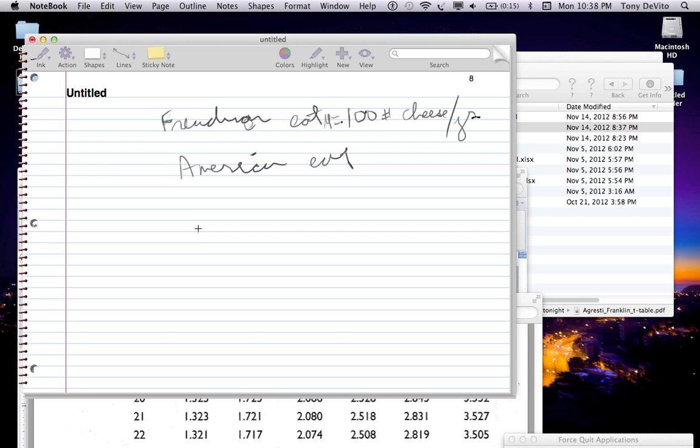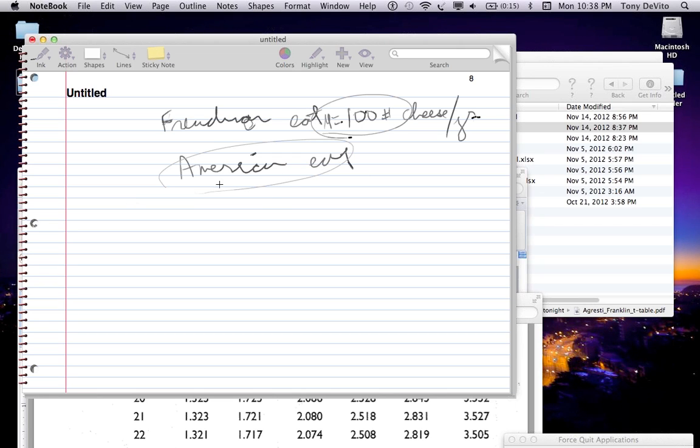We want to take a sample of Americans and compare it to the known mean for Frenchmen, which is 100, and see if we can say with 95% certainty that Americans eat less cheese than Frenchmen do. Okay, so now we have to have a starting point here in order for us to have an idea of whether or not we can prove this and how big a sample we need to prove it.